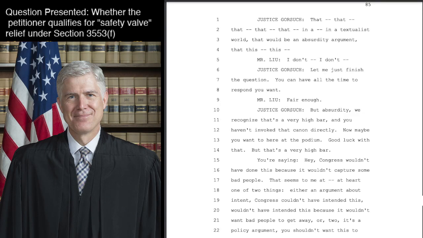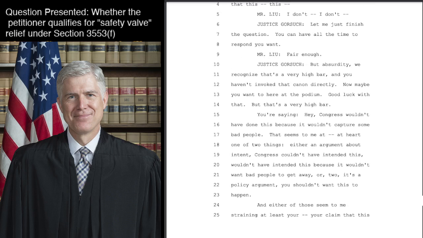That's a very high bar. And you haven't invoked that canon directly. Now, maybe you want to here at the podium. Good luck with that. But that's a very high bar. You're saying, hey, Congress wouldn't have done this because it wouldn't capture some bad people.